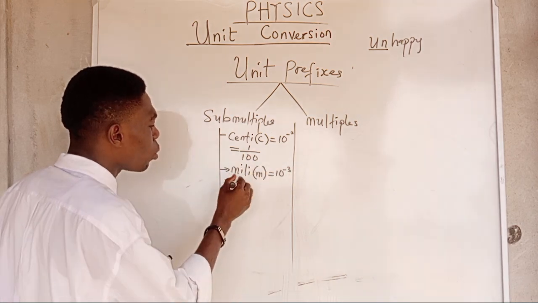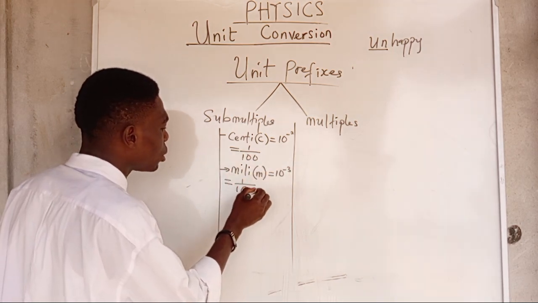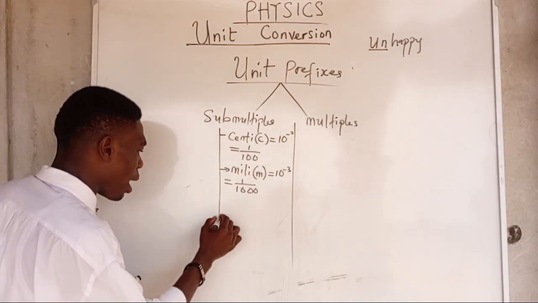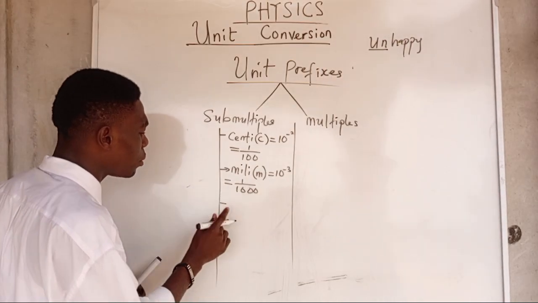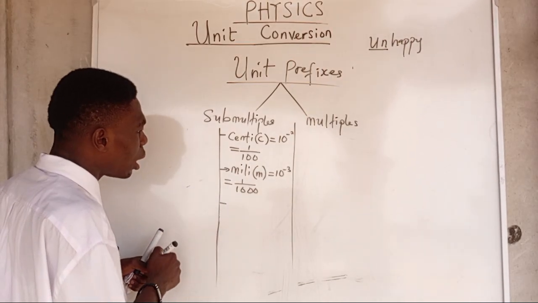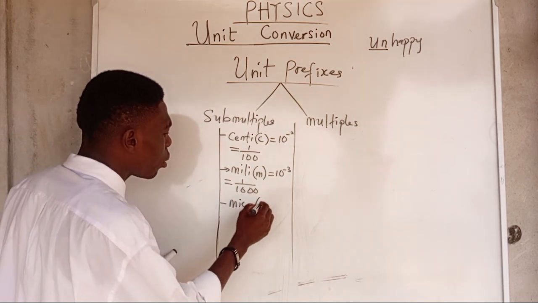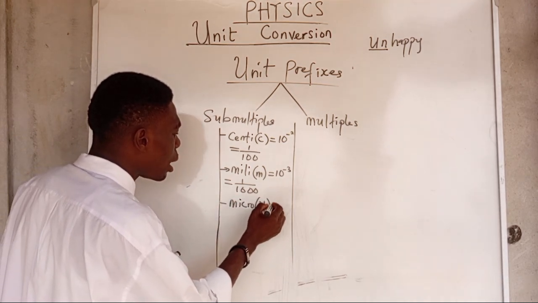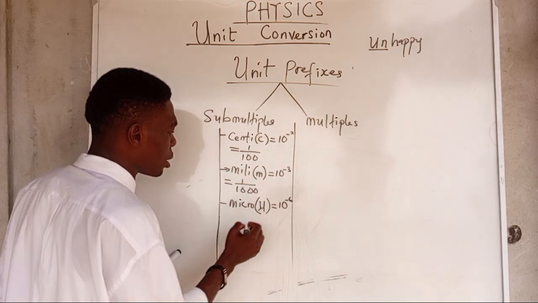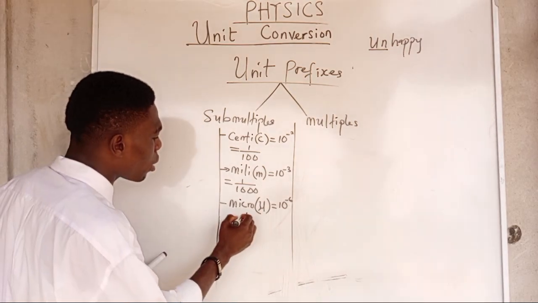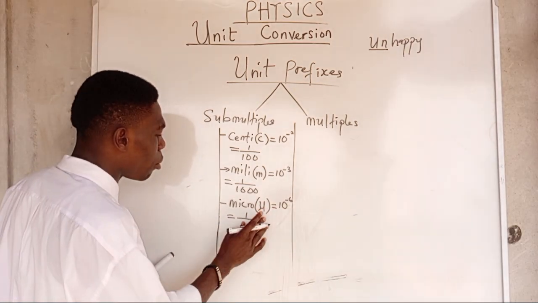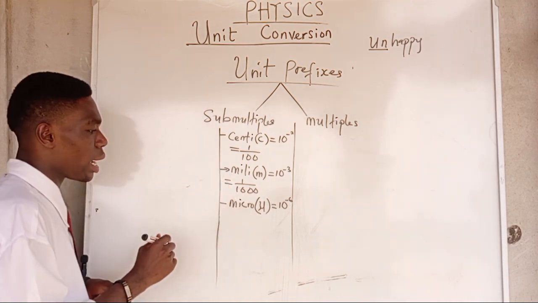And 10 to the power of minus 3 is equal to 1 over 1000. Are we together? All right. So we also have another one. We have micro. Micro is given by the Greek letter mu and is equal to 10 raised to the power of minus 6. 10 to the power of minus 6 is equal to 1 over, of course, 1 million. But let me not put that because the number is going to be too large.